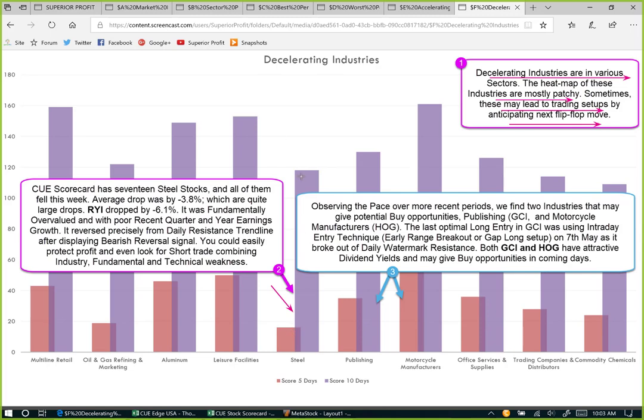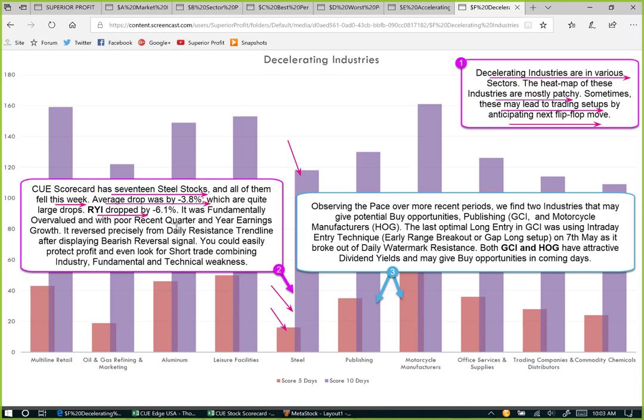It has a big drop in score, showing deceleration. In Q scorecard, we have 17 steel stocks and all of them fell this week. That is widespread weakness. Not a single one could go up. And the average drop was by 3.8%. Pretty large drop indeed.